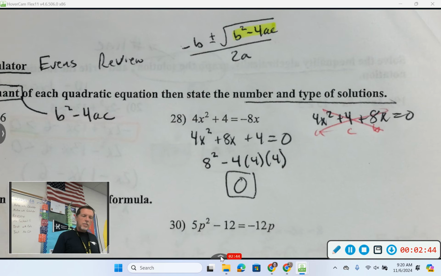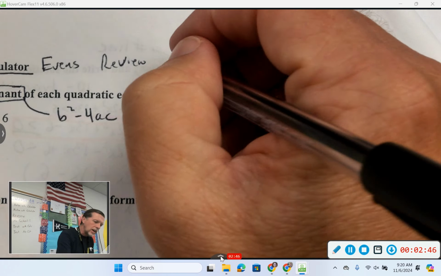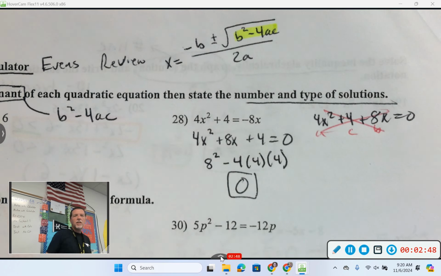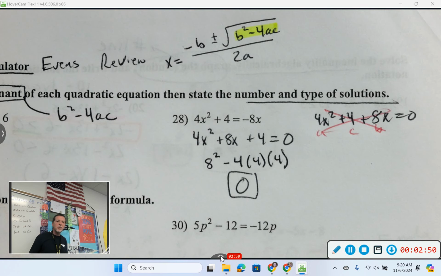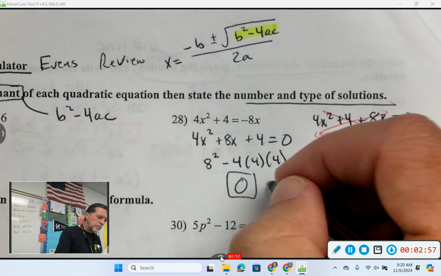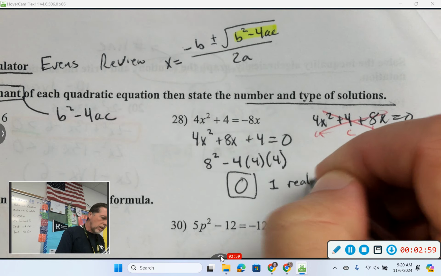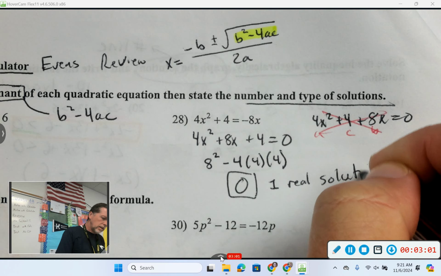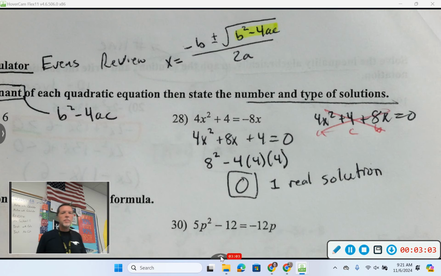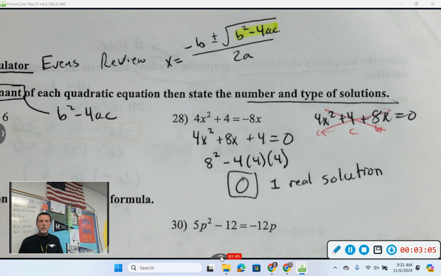So what does that mean? And again, think back to the quadratic formula. If you got plus or minus 0, how many answers are you going to have? You're going to have one real solution, because plus and minus 0 doesn't really do anything. It's the same number.